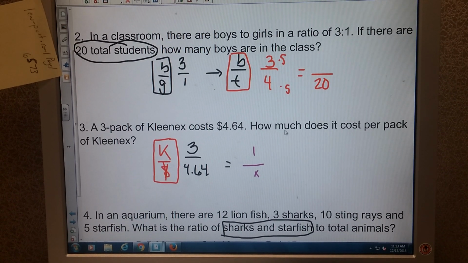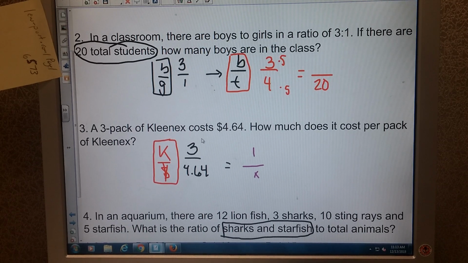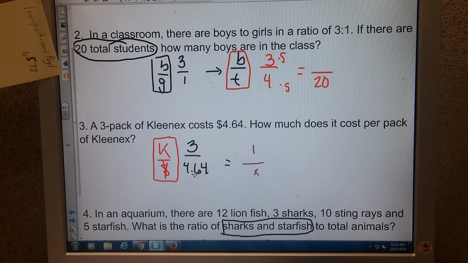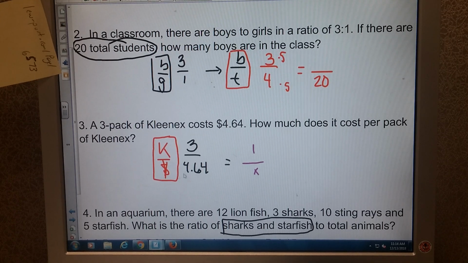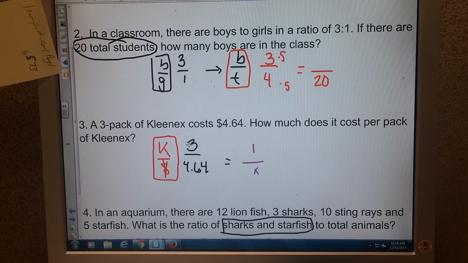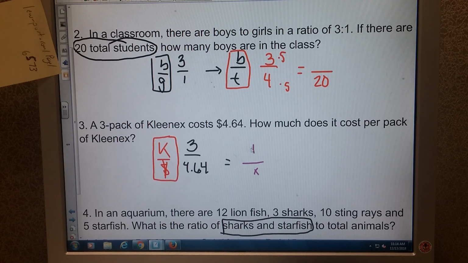How much does it cost per pack? So 3 Kleenex, $4.64. You also could have done $4.64 over 3. Either way, your 3 and your 1 representing 1 pack of Kleenex need to be on the same row.